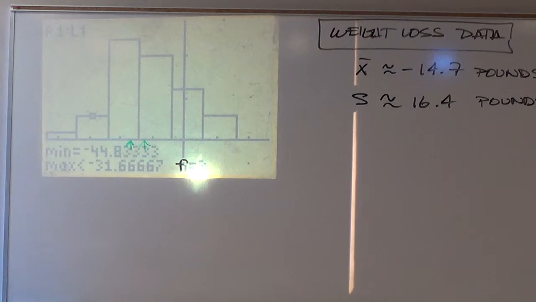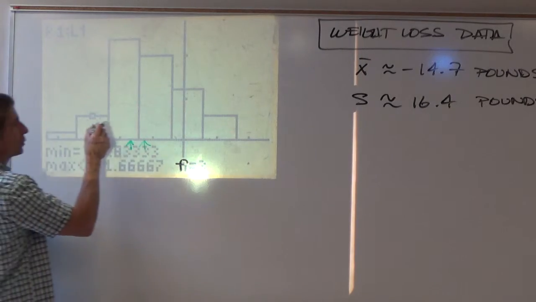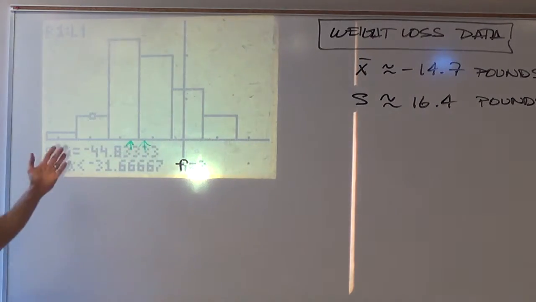Now the reason the TI does this, the TI will always do it this way. It'll take your data and it will try to put 7 spaces on your horizontal. 1, 2, 3, 4, 5, 6, 7. Why? Because somebody at TI in 1984 decided that was the way to go, and they haven't changed it since.